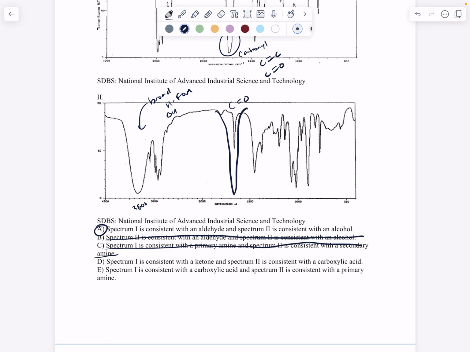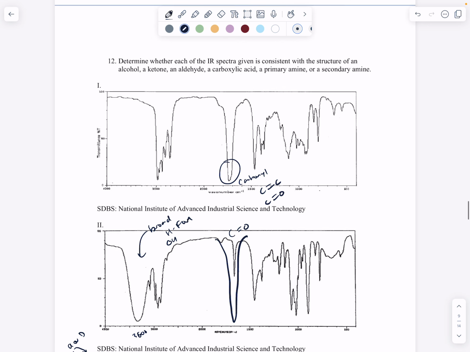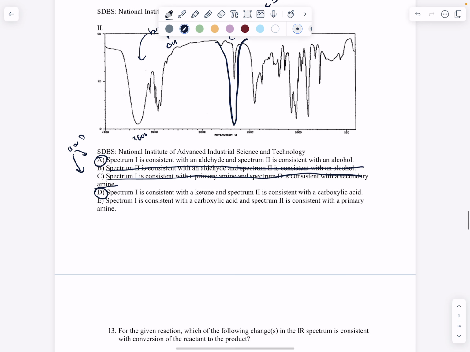Spectrum 1 consistent with a ketone, and spectrum 2 consistent with a carboxylic acid. Okay, maybe. And I believe I took both answers on this one, A or D. Hopefully. I think I told Jesse to do that, because I could see you getting kind of caught up in that. But I can double check.